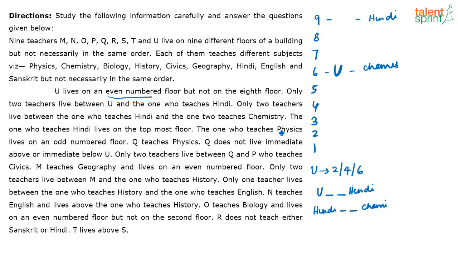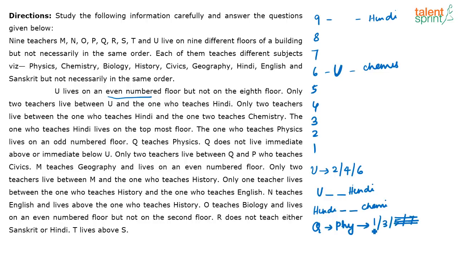Next, what is given? The one who teaches physics lives on an odd numbered floor and Q teaches physics. So, Q is teaching physics and lives on an odd numbered floor. Odd numbered floor means which are the possibilities where Q can come? He can come either in 1, 3, 5 or 7. Now, what does the next statement say? Q does not live immediately above or below U. So, Q cannot come in position 7 or 5. So, Q should either be in position 1 or 3.